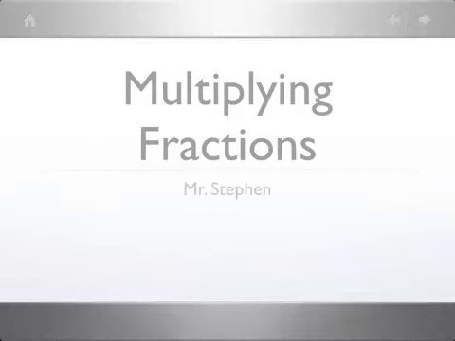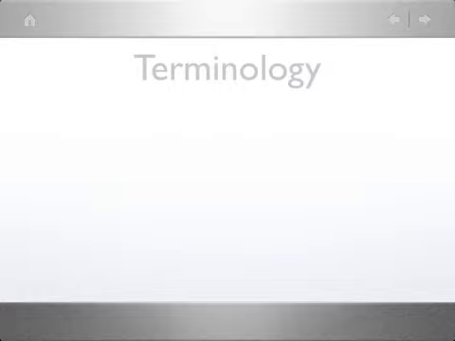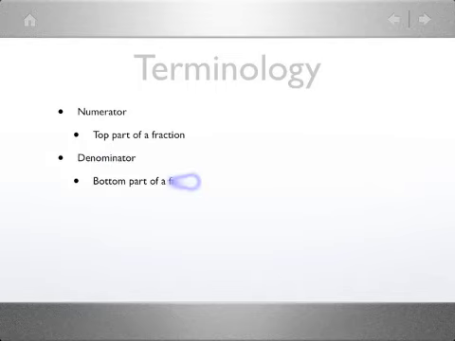For this lesson, we will learn how to multiply fractions. So to get started, I want to go through a little bit of terminology just to refresh your minds on parts of fractions. The numerator is the top part of a fraction. The denominator is the bottom part of a fraction.